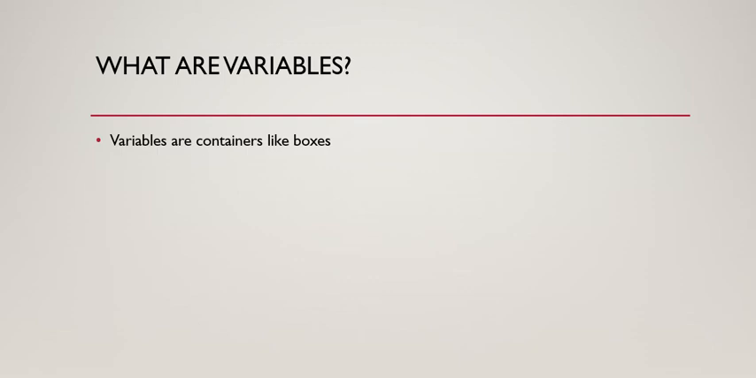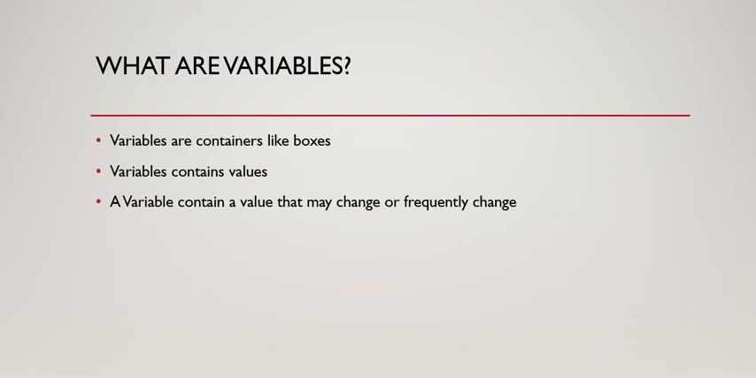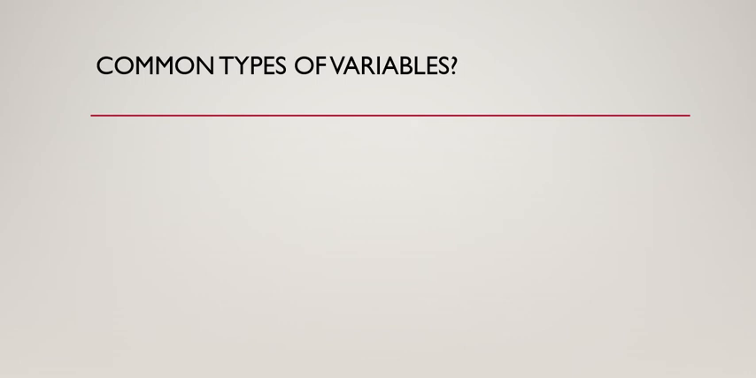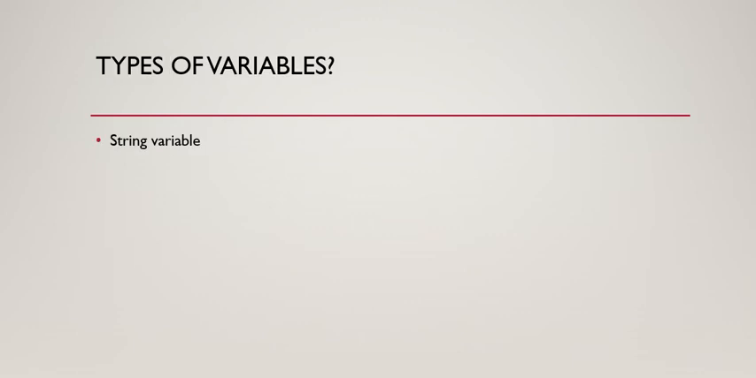So what are they? Variables are like containers, like boxes. So a variable can contain a value. So it's a value that can change or frequently change. So if you have more questions on variables, maybe as we go on, it will be more clearer to you. So the following will be the common types of variables being used in UiPath.